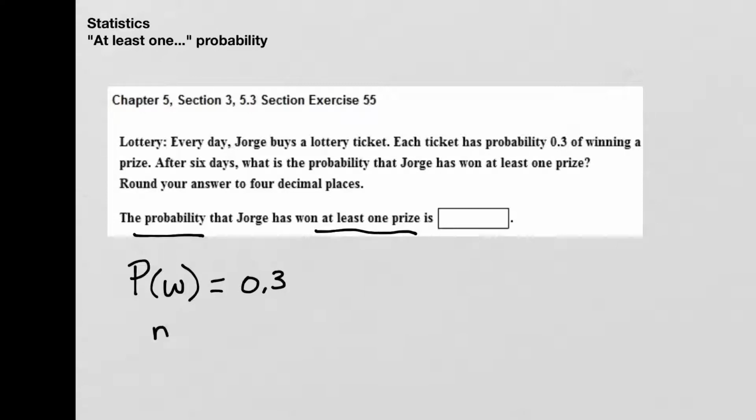And Jorge is going to play this lottery for 6 days. So we have 6 occurrences. I can write n equals 6, and not really. We need the 6. I don't need to give it a variable name. So how do we calculate this?